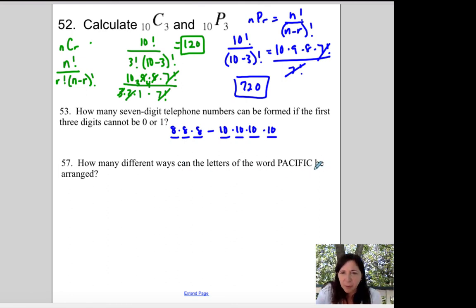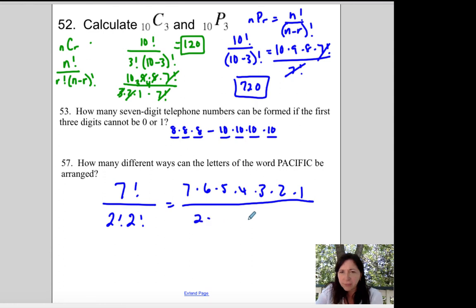Lastly, it says, how many different ways can the word Pacific be arranged? We have 7 letters, and you put your repeating letters on the bottom. I have 2 I's, so that'll be divided by 2 factorial. I have 2 C's, so that'll be divided by 2 factorial. So that's 7 times 6 times 5 times 4 times 3 times 2 all over 2 times 1 times 2 times 1. And 2 times 2 is 4, so my answer would be 7 times 6 times 5 times 3 times 2 times 1.